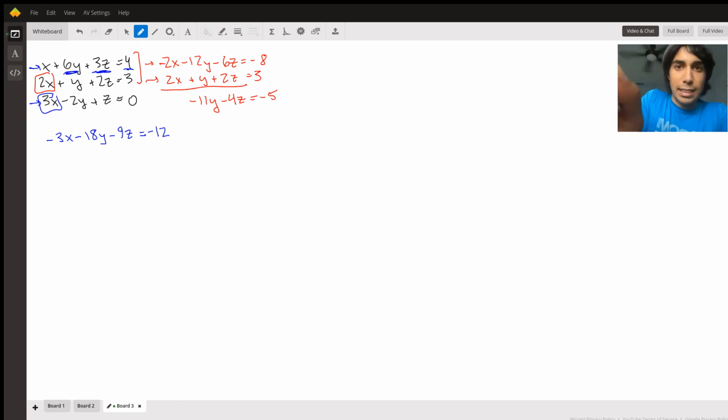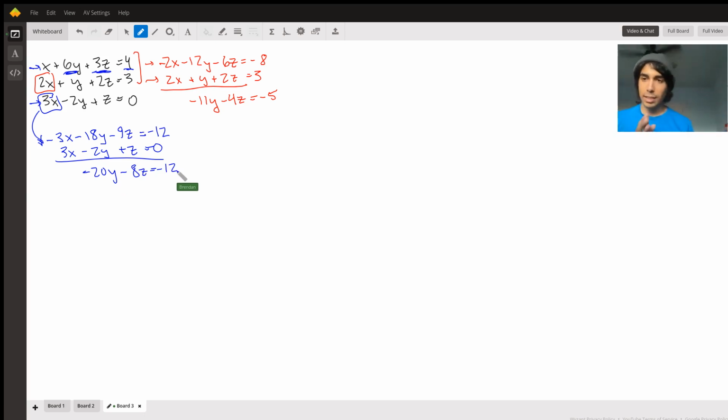Let's go ahead and write that third equation down. So carry this one down. We've got 3x minus 2y plus z equals 0. Go ahead and add them. Negative 20y, minus 8z equals negative 12. Oof, we've got a lot of negatives. I'm not a big fan of negatives, but sometimes it happens. We've got to deal with that.